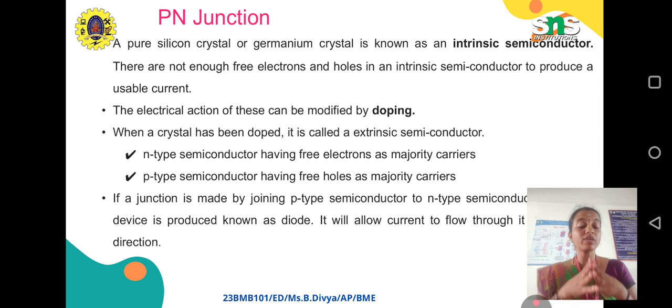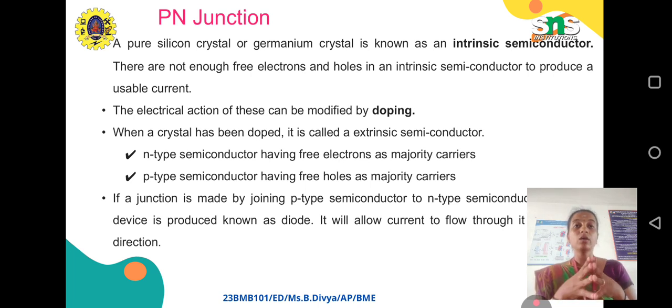From this we can know that there are two types of semiconductors. One is the intrinsic semiconductor and the other is called the extrinsic semiconductor. The intrinsic semiconductor is a pure form of semiconductor where we do not need any doping or adding of impurities. Whereas the extrinsic semiconductor is the one where we add extra impurities to the semiconductor and process it for the further procedure.